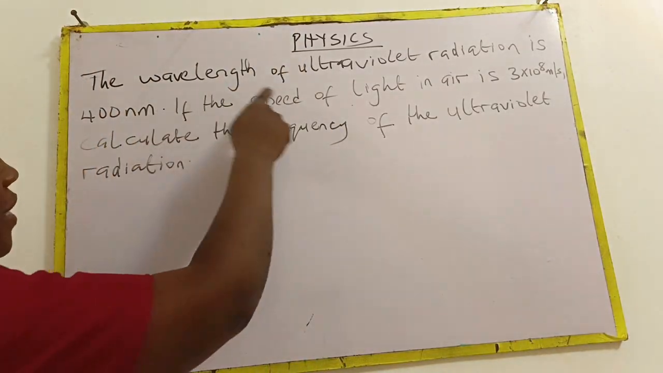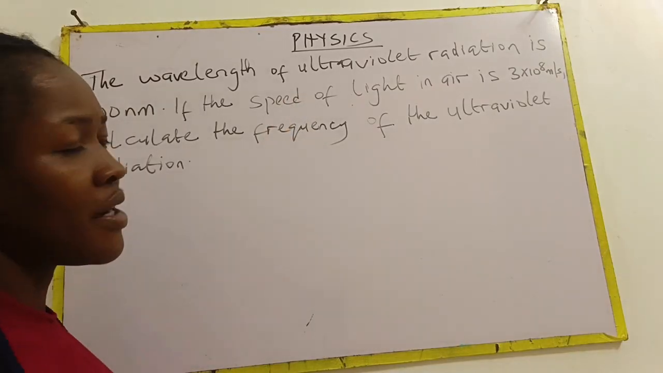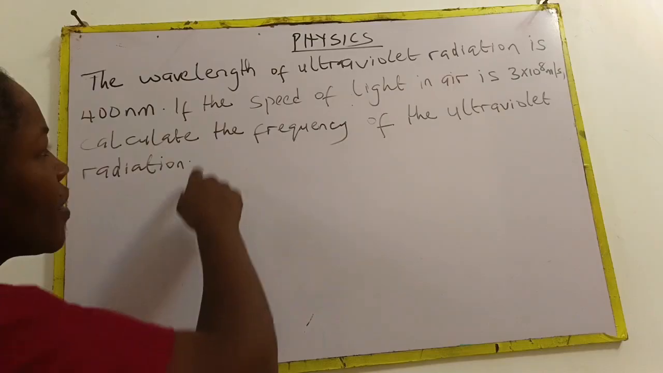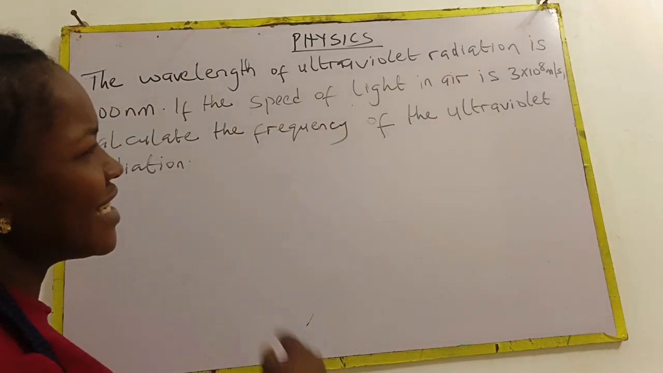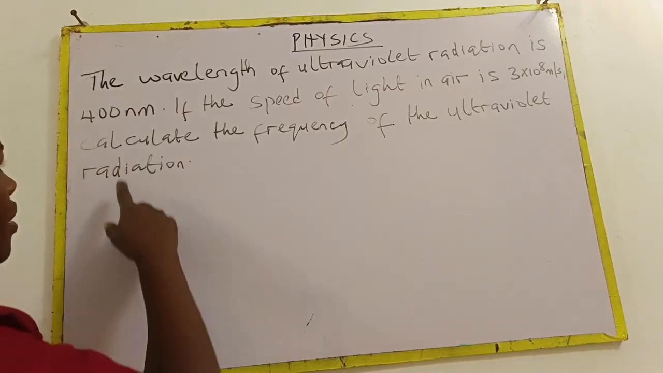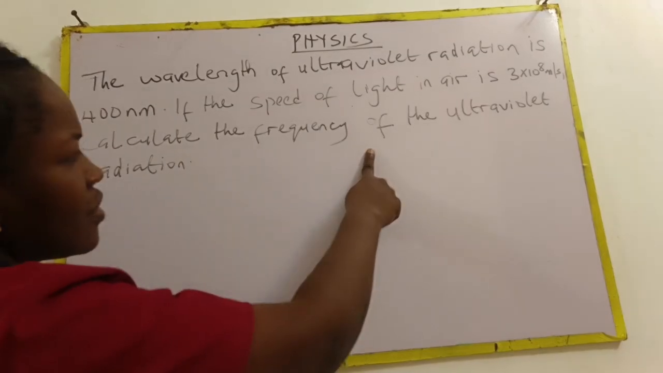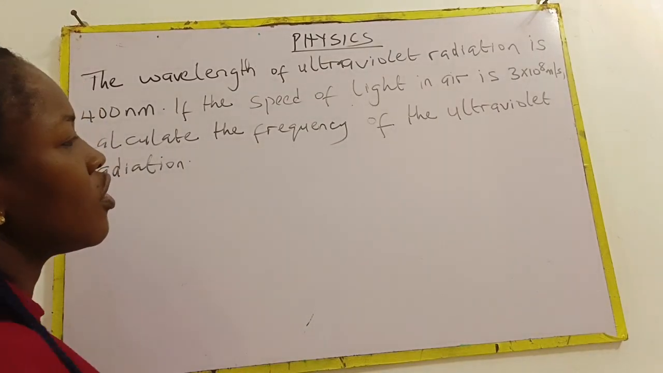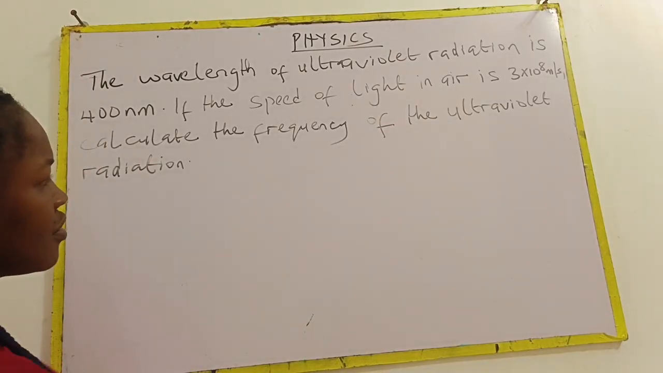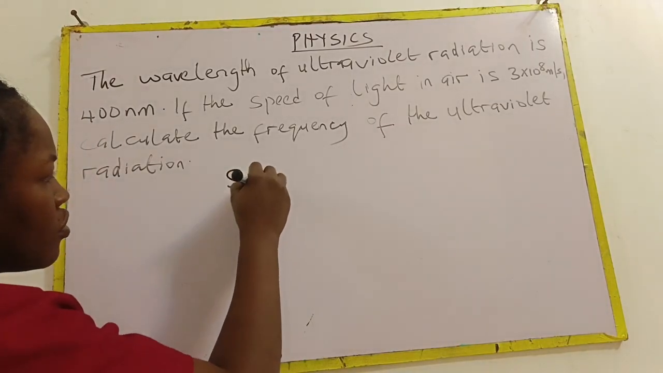The wavelength of ultraviolet radiation is 400 nanometer. If the speed of light in air is 3 times 10 to the power 8 meter per second, calculate the frequency of the ultraviolet radiation. Alright, so now, solution.